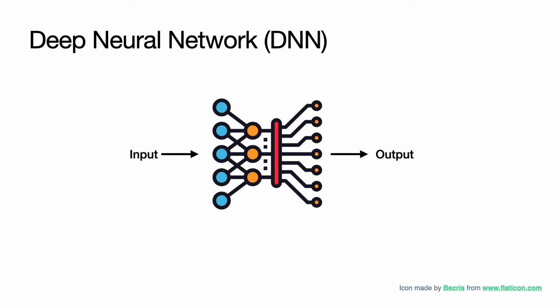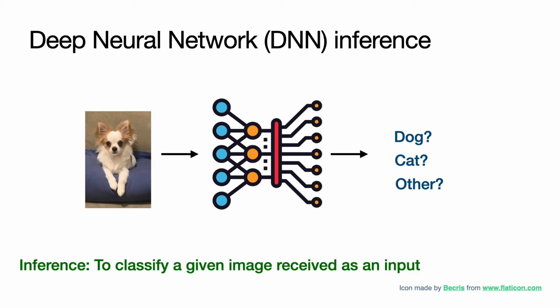A deep neural network has neuron layers where each layer receives an input, processes it, and generates an output. For example, on image classification, the inference consists of classifying a given image received as an input. In this example, the output can thus indicate if this image corresponds to a dog, cat, or another animal.